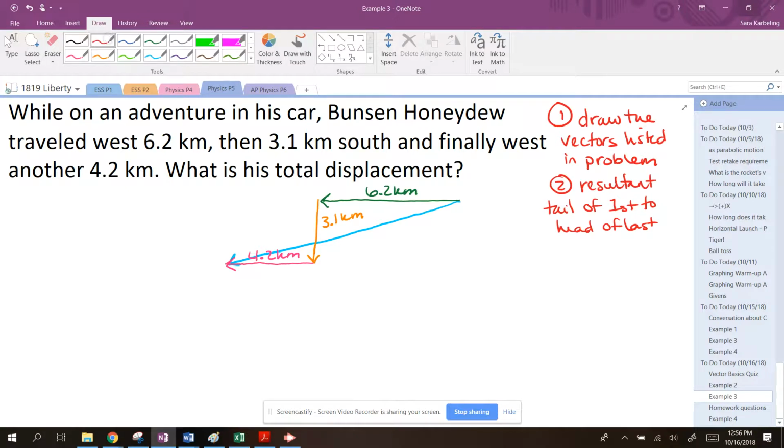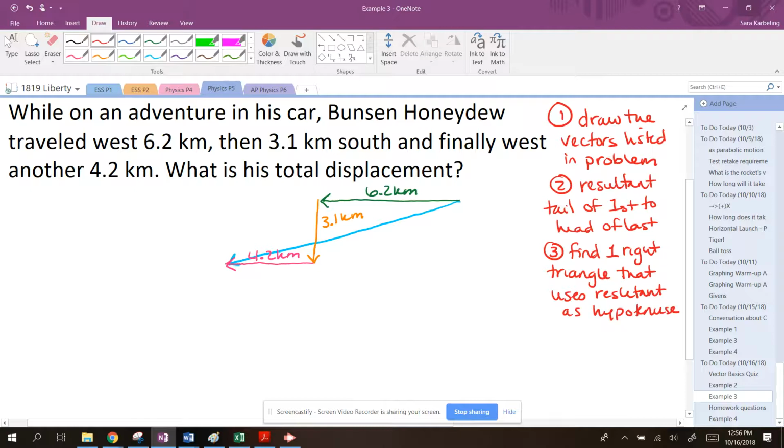Instead of doing that, step 3 is that I want you to find a right triangle, that one right triangle, I'm going to change that from an A to a 1, that uses the resultant as its hypotenuse. There are two good choices in this problem. You can either go down and over, or you can go over and down. It does not matter.